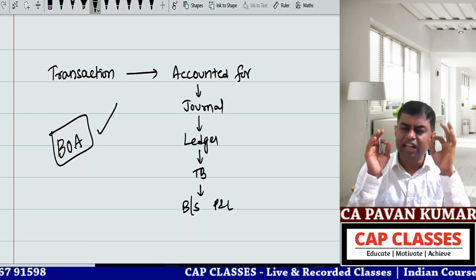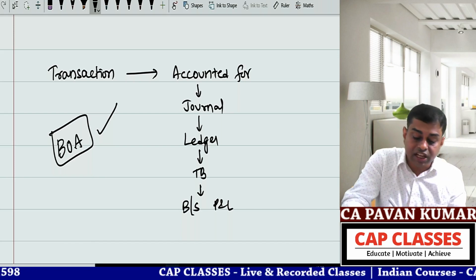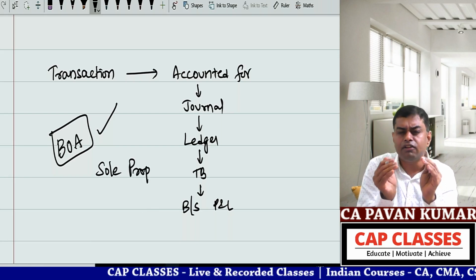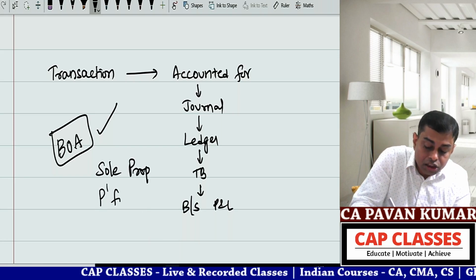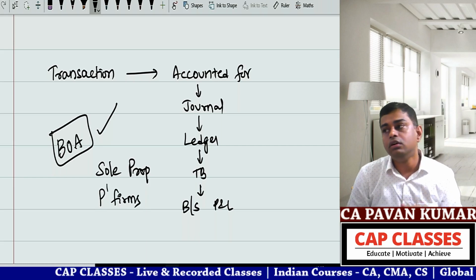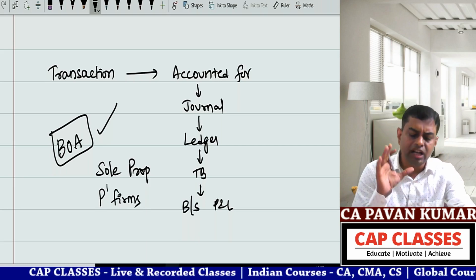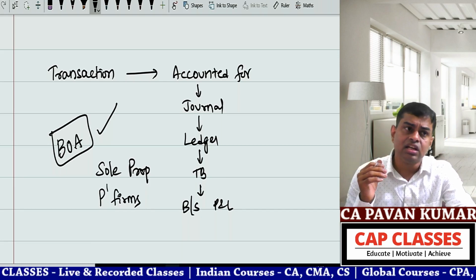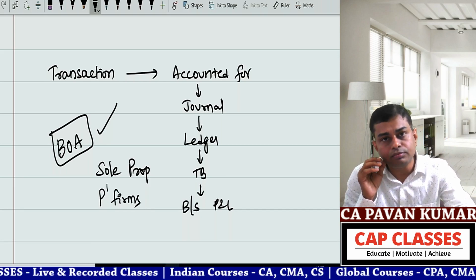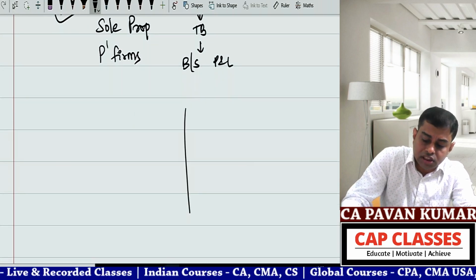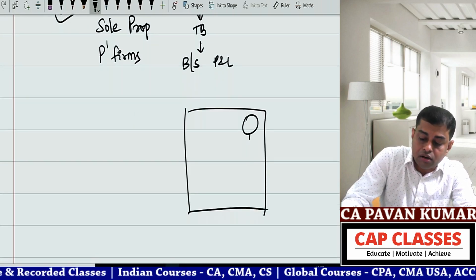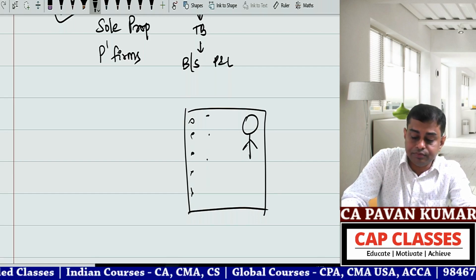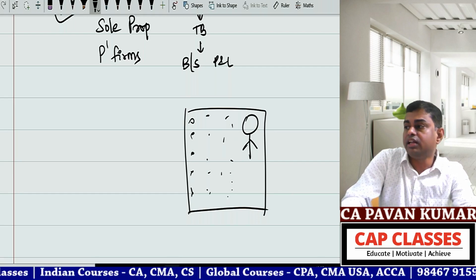Single entry system is typically, in 80% of cases, a sole proprietor. Few cases, partnership firms also, but typically this will be in the case of a sole proprietor. So imagine there is one provisional store, and here the owner is there. Here all this is inventory.